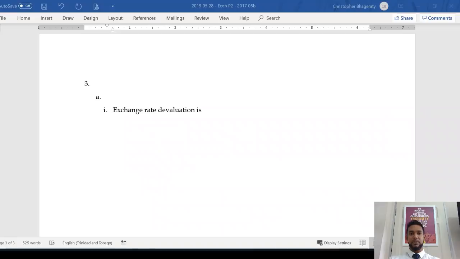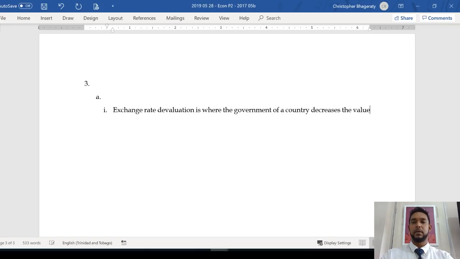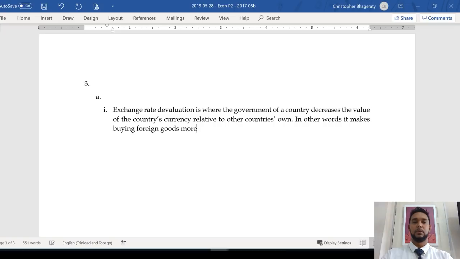I'm going to type it anyway. So, exchange rate devaluation is where the government of the country decreases the value of the country's currency relative to other countries. In other words, it makes buying foreign goods more expensive.